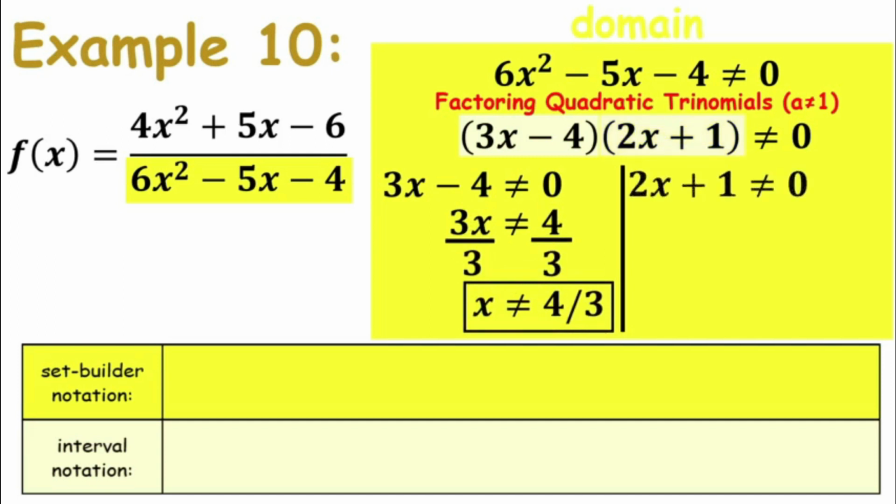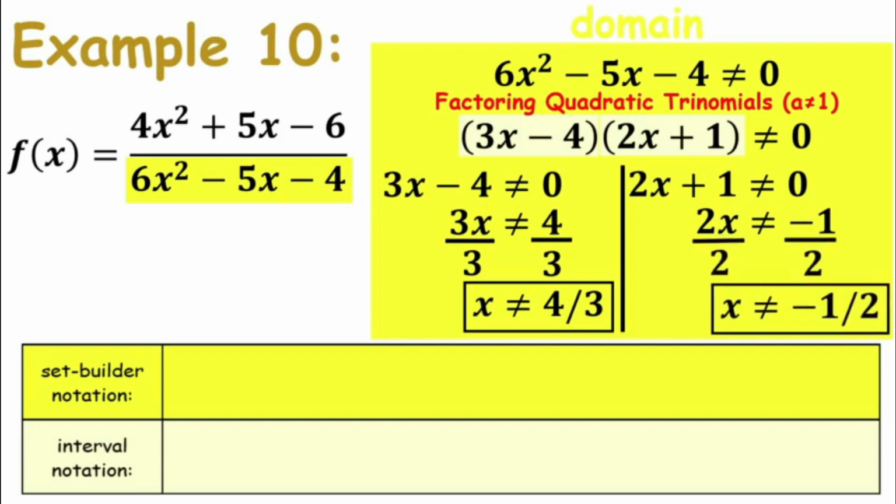2x plus 1 is not equal to 0. Transpose positive 1, we have 2x is not equal to negative 1. Divide both sides by 2, x is not equal to negative 1/2.